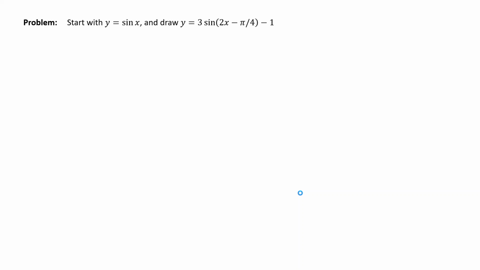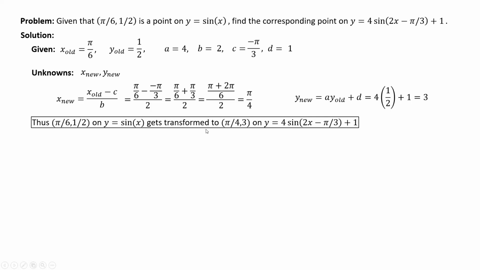Well, absolutely fascinating. In the previous problem, we dealt with a very simple situation. We figured out just one single point. Where does it get transformed? A single point on y equals sine x gets transformed to where on this complicated thing. One single point. That's the key.